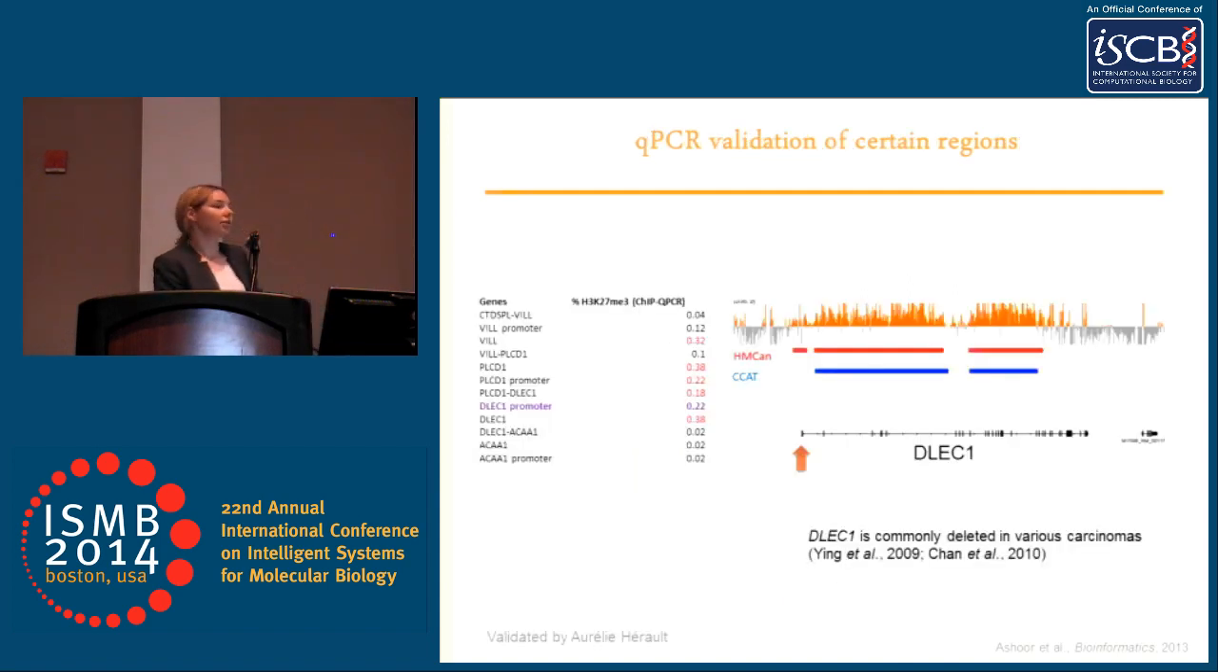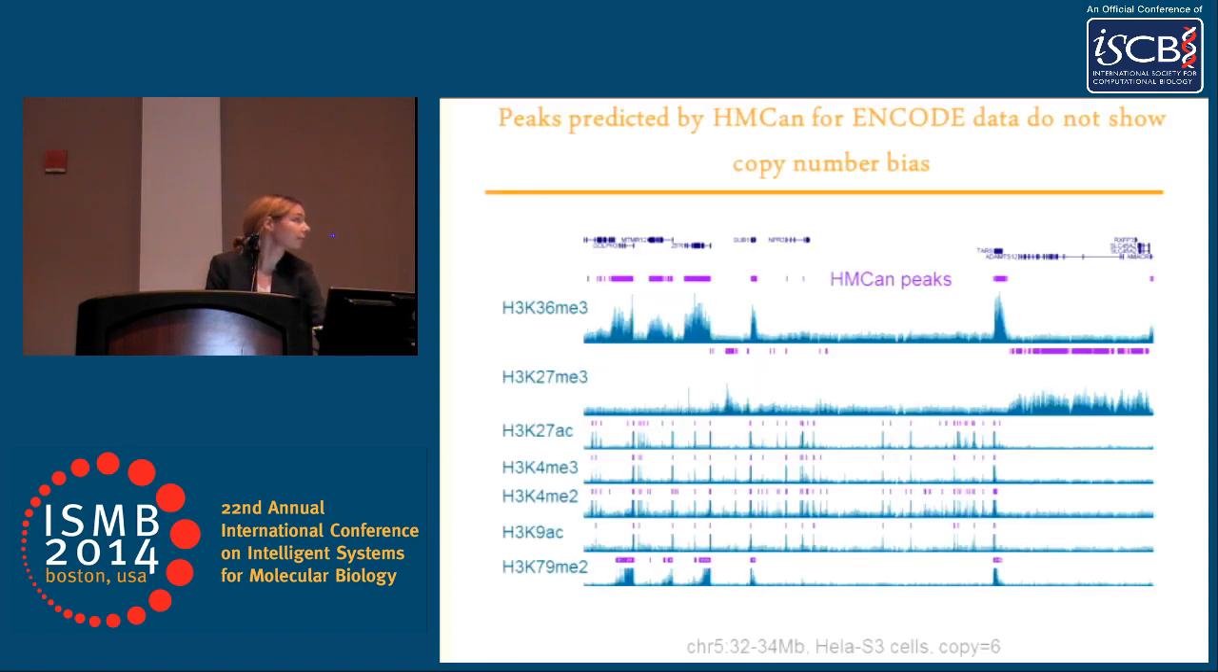Also, we did some validation using qPCR. For example, for the promoter region of this gene, DLEC1, CCAT missed a real signal. And this gene is commonly deleted in various carcinoma, and it was important for this cell line to be able to identify the true signal on the promoter region. So again, in this case, HMCAN showed better performance.